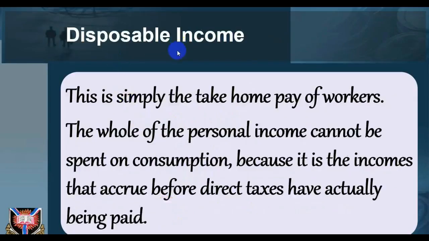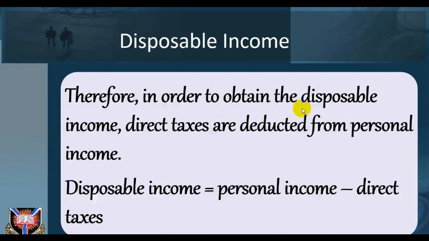Disposable income. This is simply the take-home pay for workers. It means the actual income which can be spent on consumption by individuals and families. The whole of personal income cannot be spent on consumption because it is the income that accrues before direct taxes have actually been paid. Therefore, in order to obtain disposable income, direct taxes are deducted from personal income. Thus, disposable income equals personal income less direct taxes.